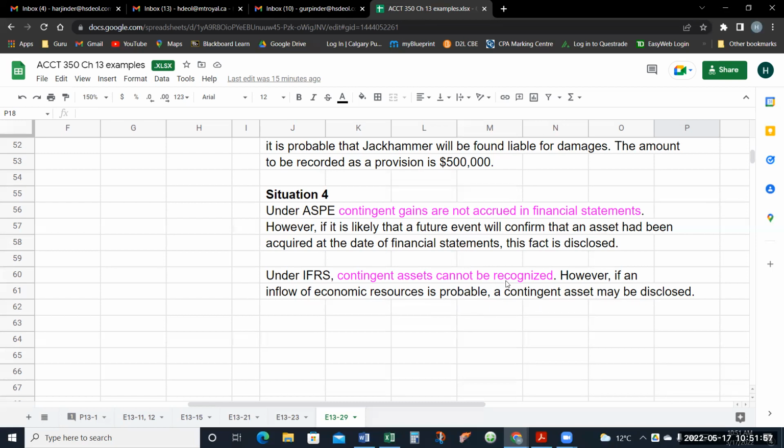So we can't recognize it. To recognize something means to record on our books. That can't be done, but yes, we can disclose.